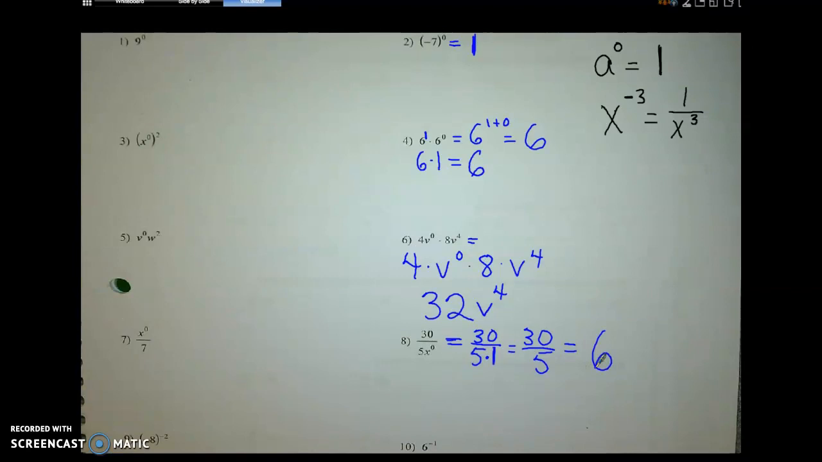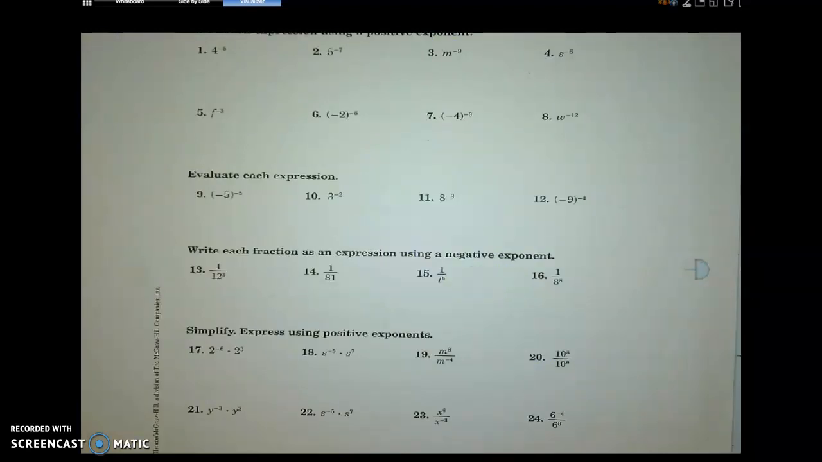Number 10, 6 to the negative 1st power. That's going to let me know it's a negative exponent, so it's going to turn into a fraction. 1 over 6, and that 1 becomes positive. But remember, I don't have to write that 1, so I end up with 1/6 as our answer on number 10. Okay, looking at the reverse side, your assignment was odd, so I'm going to look at evens.